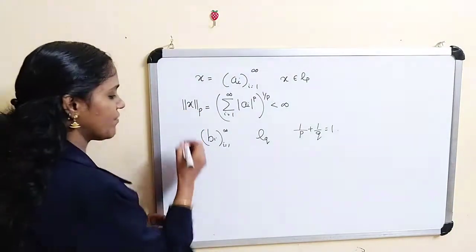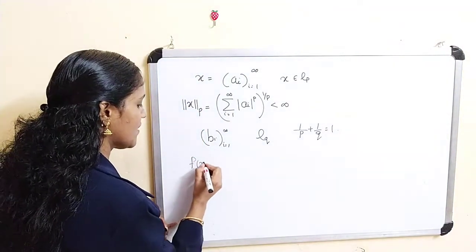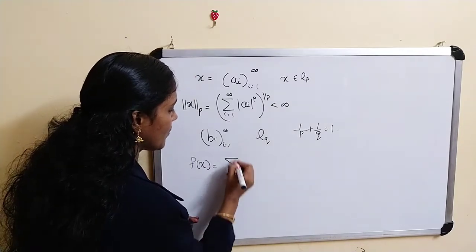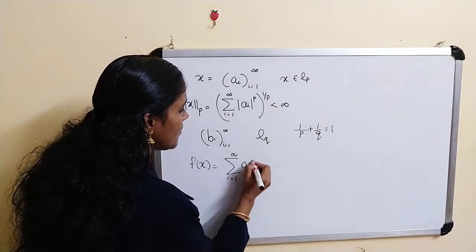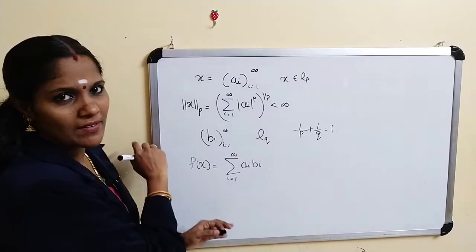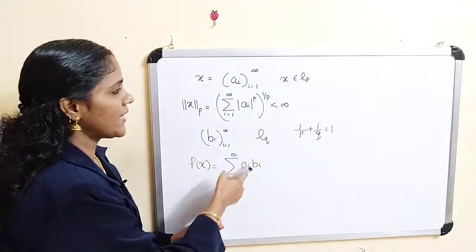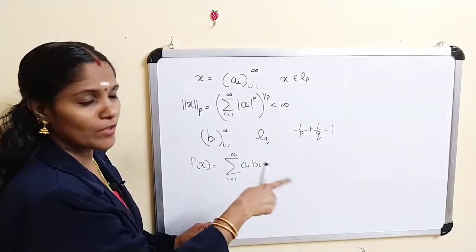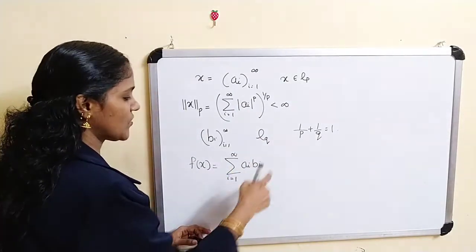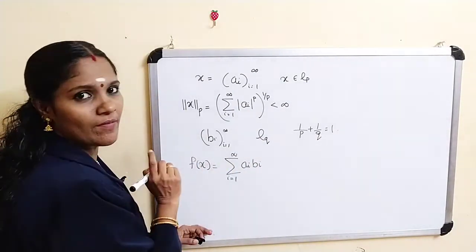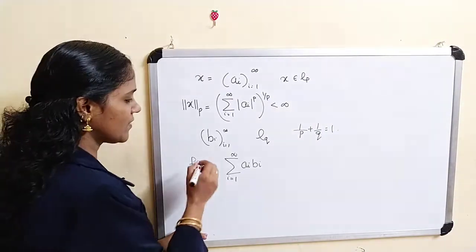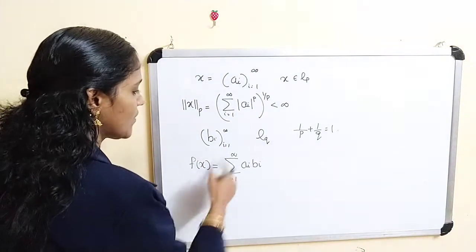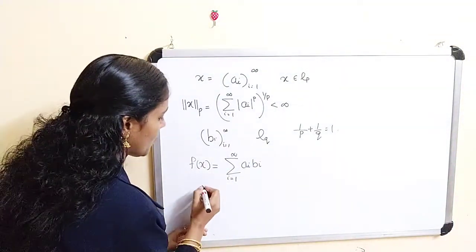And we define f of x as sigma i equal to 1 to infinity a_i b_i, same as in the case of c_0. Here a_i is in l^p and b_i is in l^q. You must note that. Now we have to first verify whether this definition is well defined. That means we have to check whether this series converges or not.